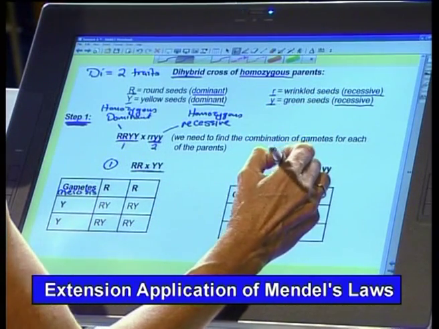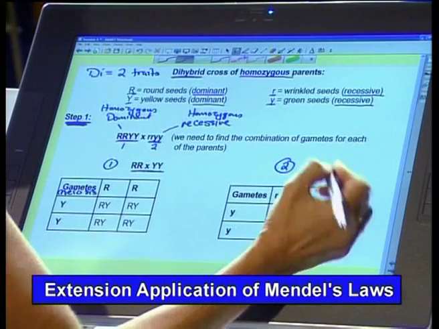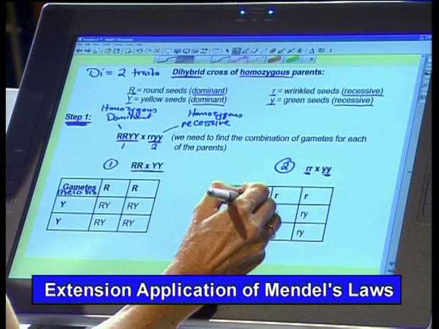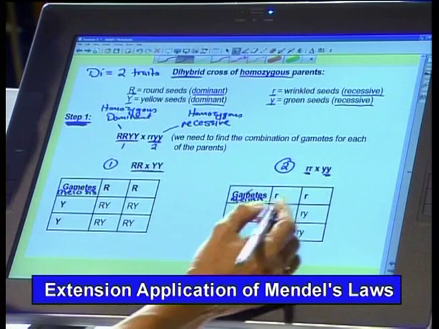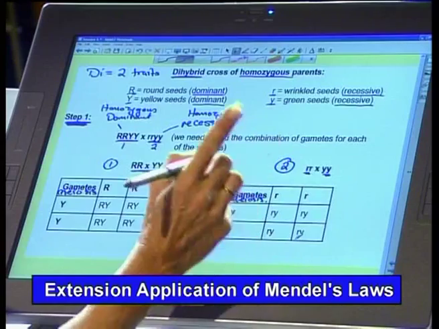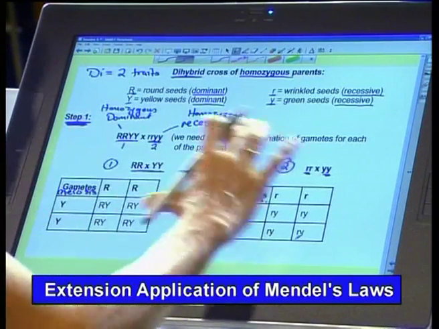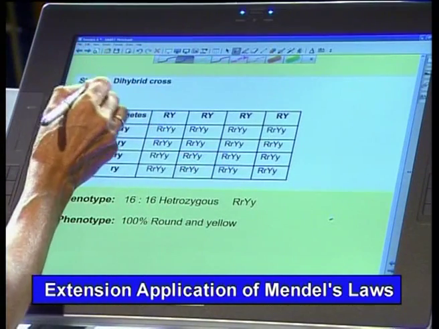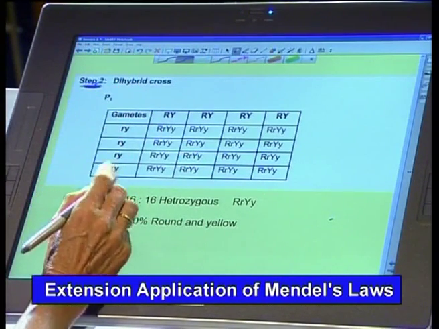Parent 2's combinations, we are looking at little r and little y. So we do exactly the same cross here. Meiosis occurs to form those gametes, and these are our groupings, our results. Now, once we've got this, we move on to the second step. This is step 2 of our dihybrid cross. If you just keep your wits about you, you must first find the gamete combinations. Now we've got them, we can move on to putting them into our Punnett square.